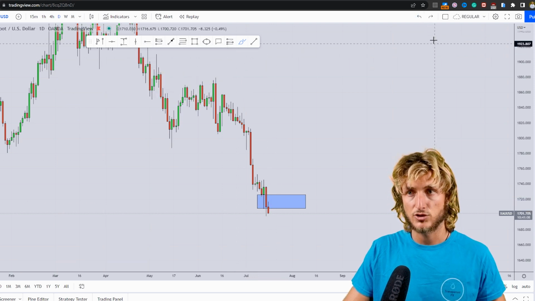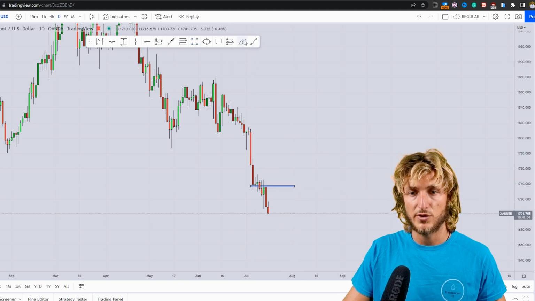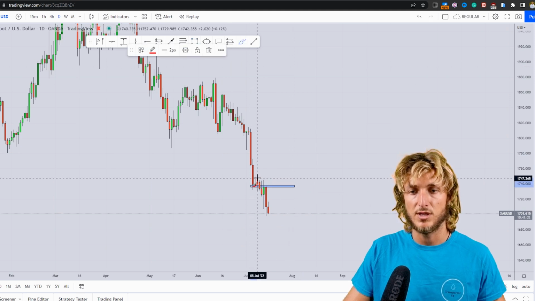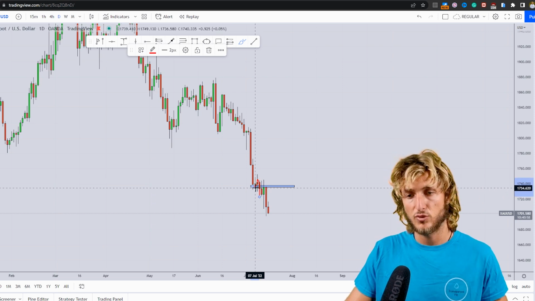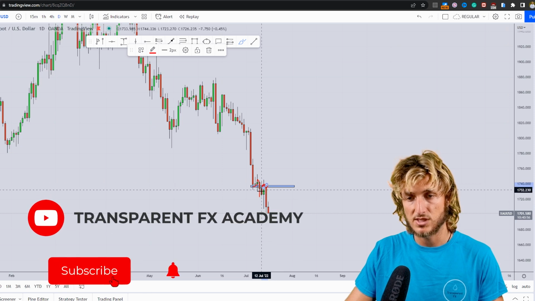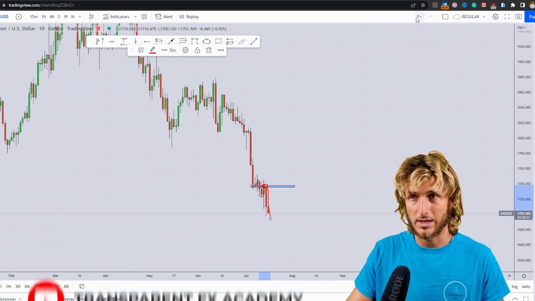The last structure level that the market had created was this one here, which was this previous daily support, which was being respected here. The market then, however, broke below it. And at that point, previous support was turned resistance. The market tested it and immediately started rejecting it to the downside.